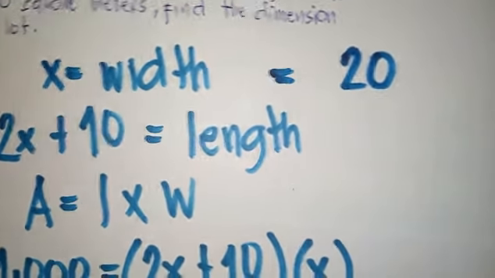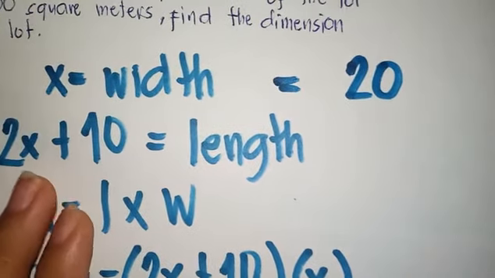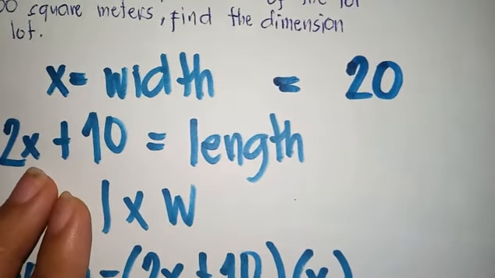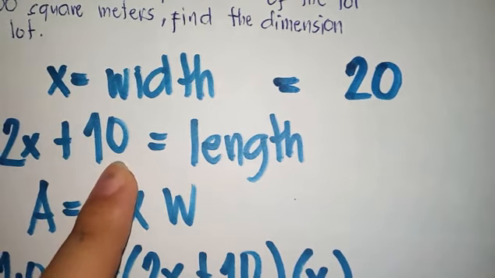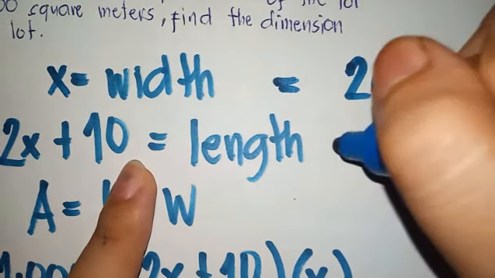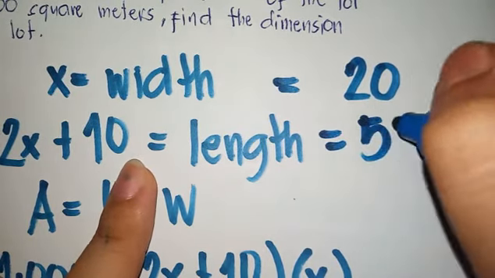Then, next yung ating length. So, we have 2 times 20 will give us 40 plus 10 will give us 50. So, ang length natin ay magiging 50.